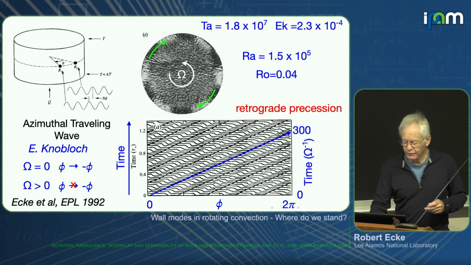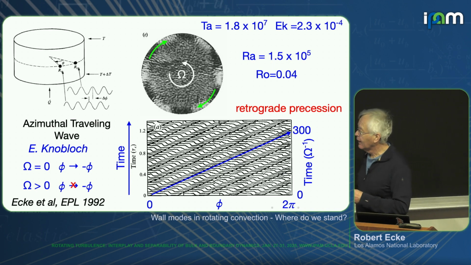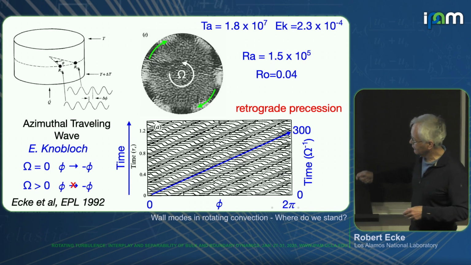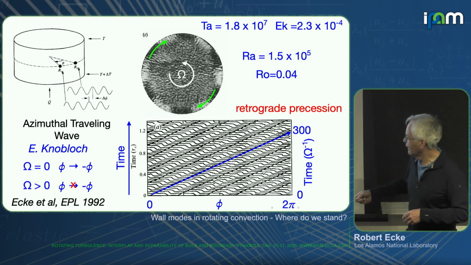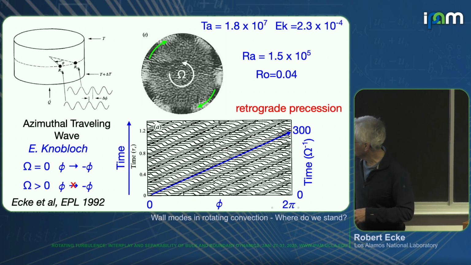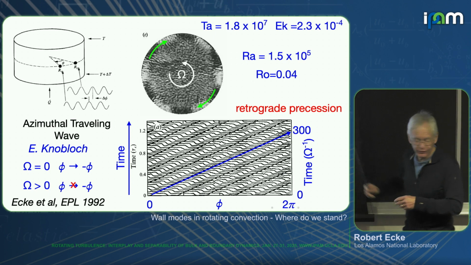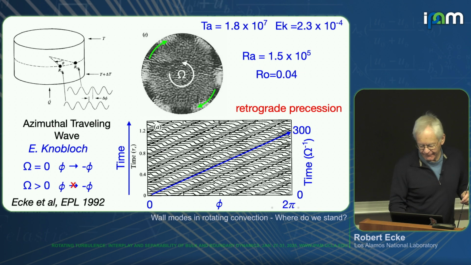We always saw retrograde precession, and the nice way to see that is in these space-time plots, in which you see that there's this constant precession rate. Our shadowgraph wasn't all that great in those days. It got better with time.